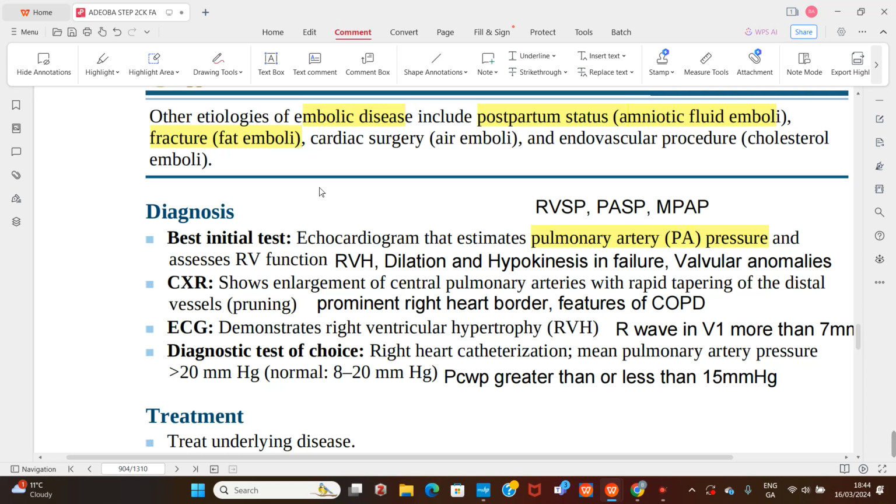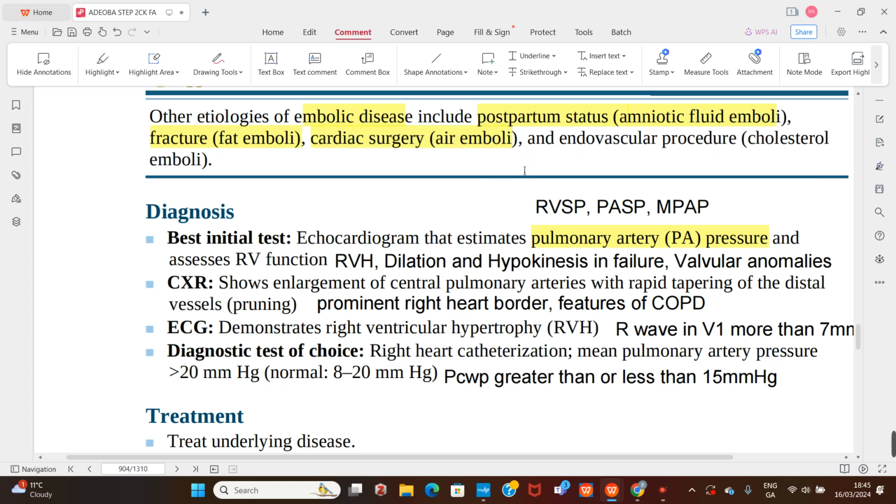Hope I'm not missing the triad. Please, who wants to remind me of the triad again? Fat embolism. Hope I'm not missing out anything. Fat embolism, that one is after a fracture. Yes, you're right. Dyspnea and the petechial rash, especially on the lower limb. Then the CNS manifestation, which is the confusion, the seizure. So hypoxia, neurological examination, and petechial rash. Yes. So, cardiac surgery embolism.